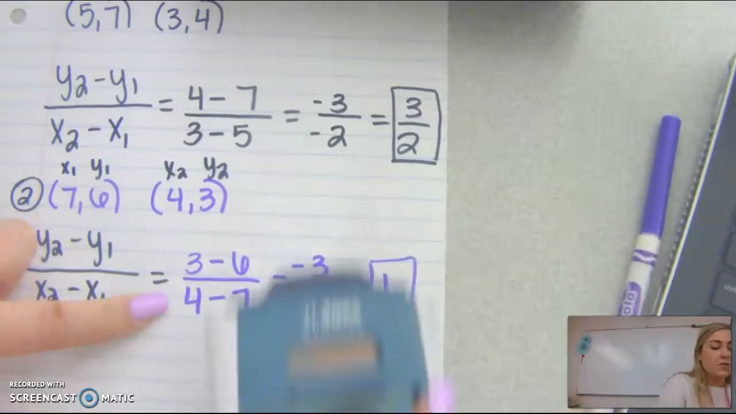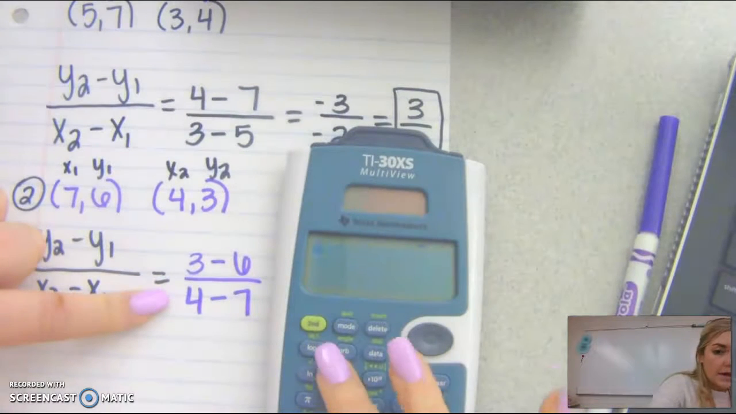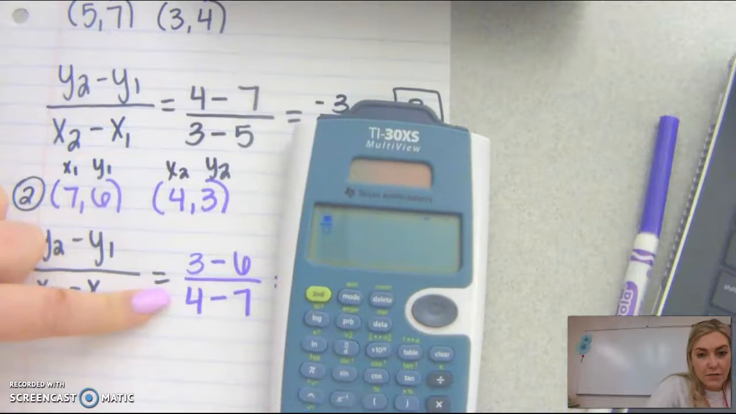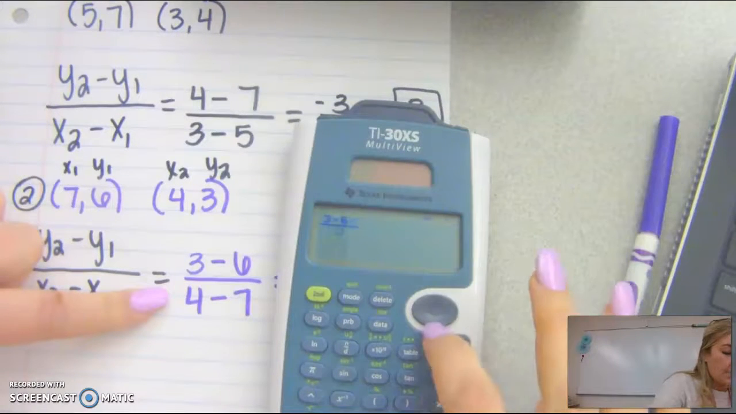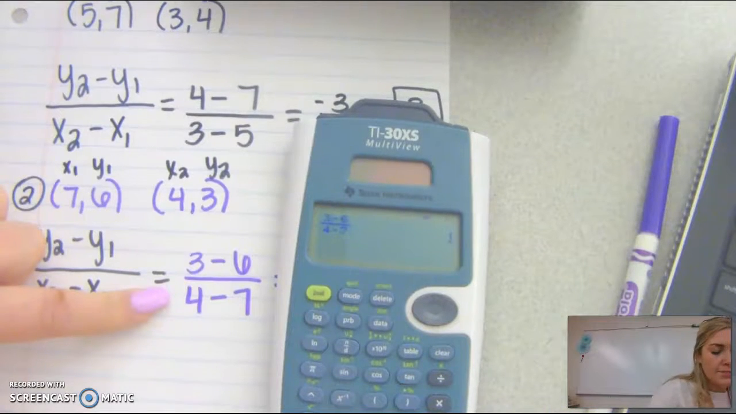If I wanted to double check that, again, I can just take out my calculator, press N over D to get that fraction, and I have 3 minus 6 on top, 4 minus 7 on bottom, and I get 1.